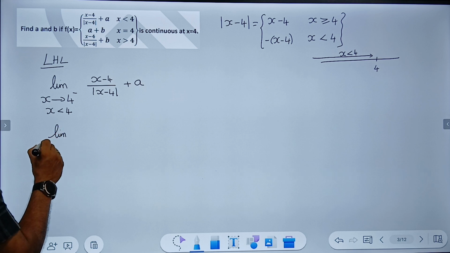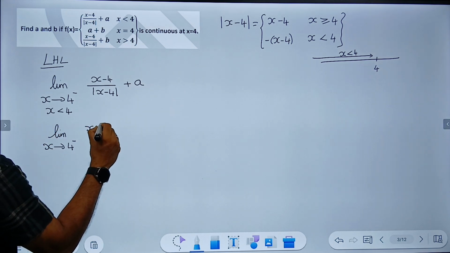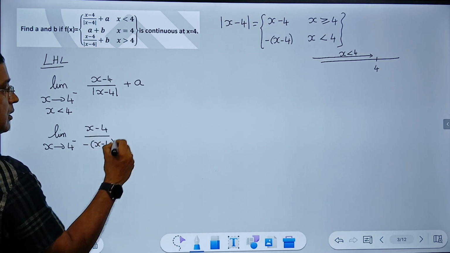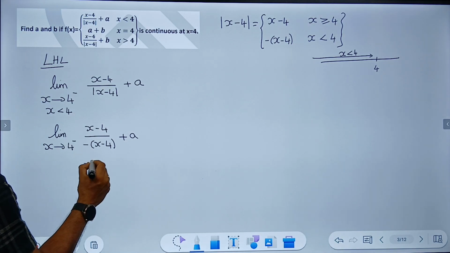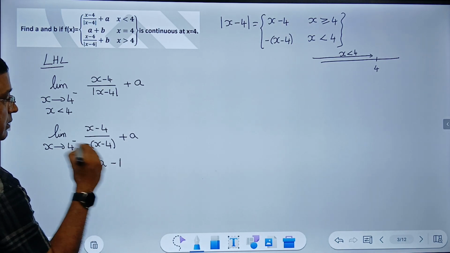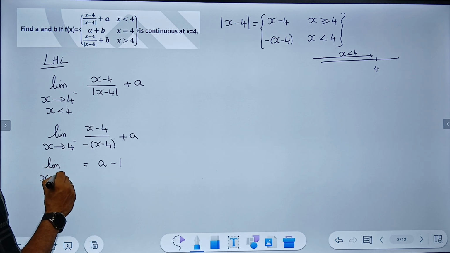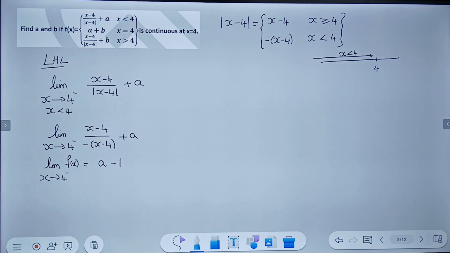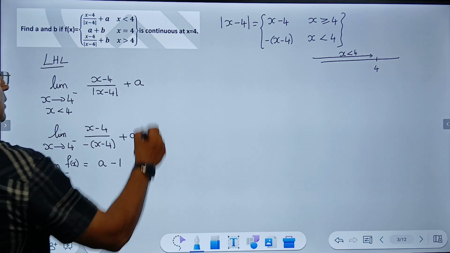This is limit x approaches to 4 minus, x minus 4 by minus of x minus 4 plus a, by the definition of modulus. So this will become a minus 1. So my left hand limit, limit x approaches to 4 minus f of x, is a minus 1, and the left hand limit exists because it's given the function is continuous. Now let's go to right hand limit.